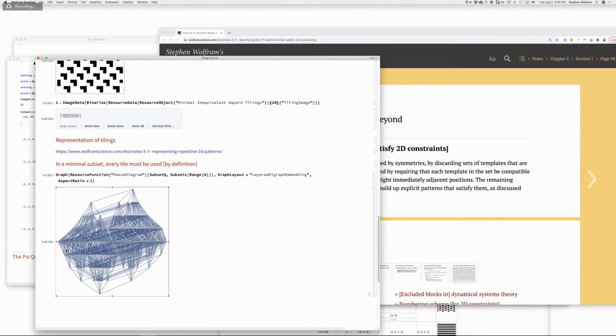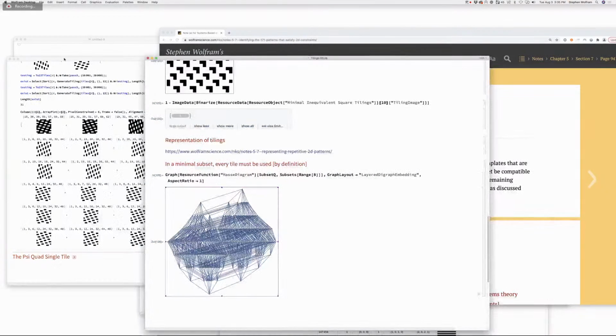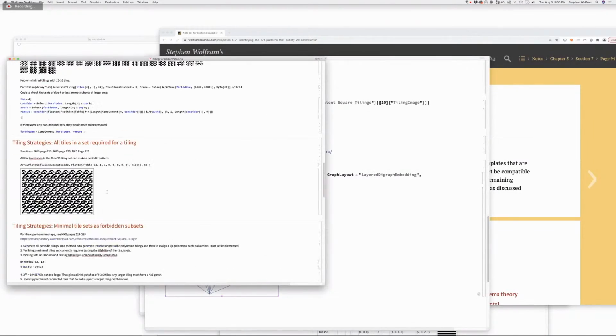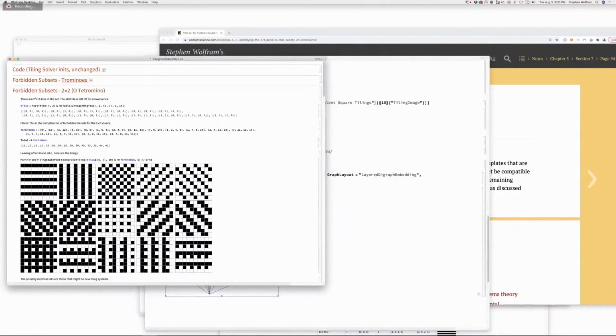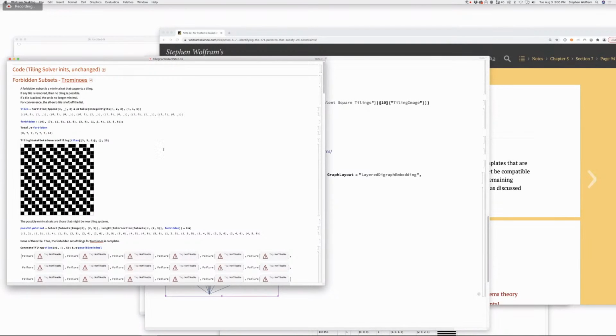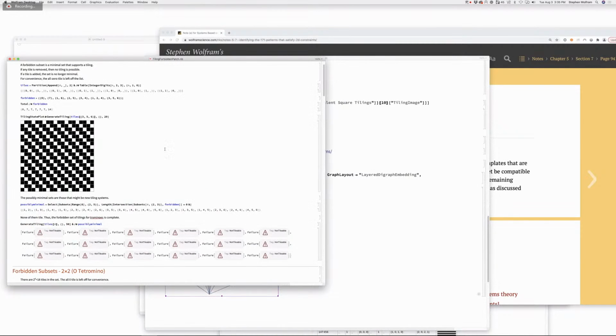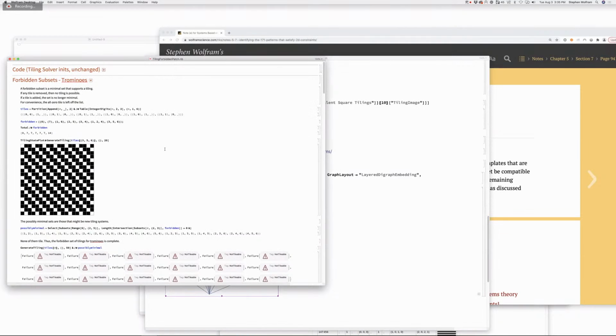Mm-hmm. Let's do it. Okay, so where is your set of tiling trominoes? Up at the top. And probably I can derive that as well. But you've got the minimal tiling trominoes, right? Well, which are the minimal ones? What are you doing here? Is this the subsets? Yeah.